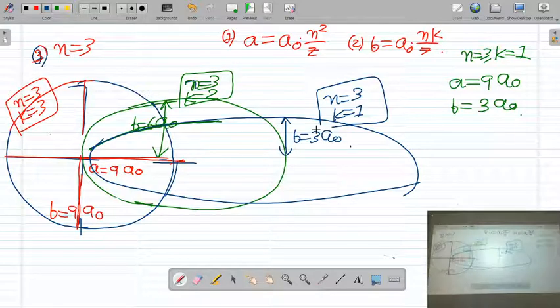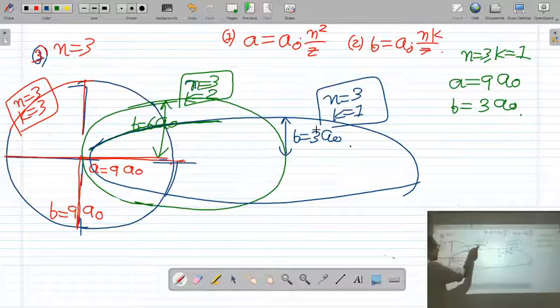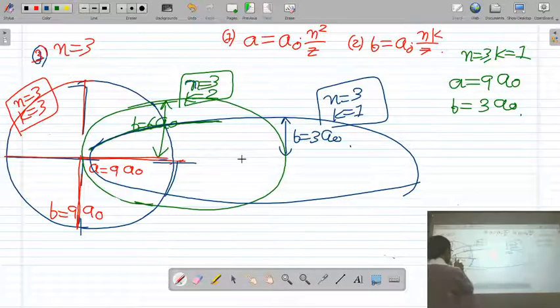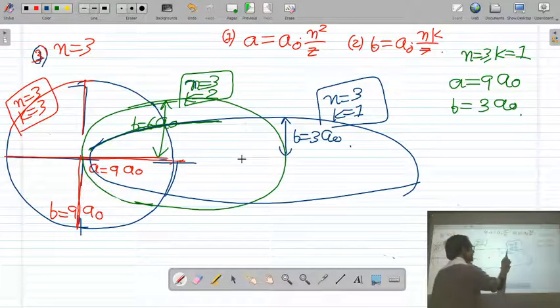So for n equal to 3, we are getting 3 orbits. For n equal to 3, k equal to 3, we get a circular orbit of radius 9A0. For n equal to 3, k equal to 2, we get an elliptical orbit, the semi-major axis is 9A0, semi-minor axis is 6A0. And for n equal to 3, k equal to 1, we get an elliptical orbit with semi-major axis 9A0, semi-minor axis 3A0.